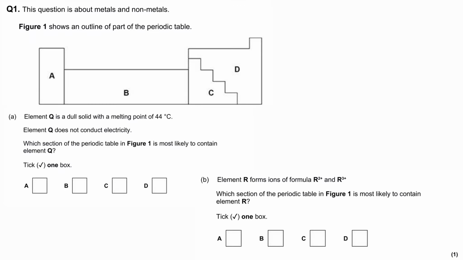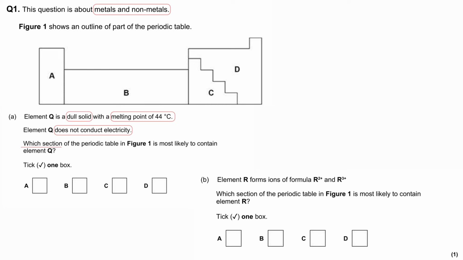This question is about metals and non-metals, and the diagram is showing us an outline of part of the periodic table, and then part A tells us about element Q. We're told it's a dull solid with a melting point of 44 degrees C, and it does not conduct electricity. And we've been asked which section of the periodic table is most likely to contain element Q.